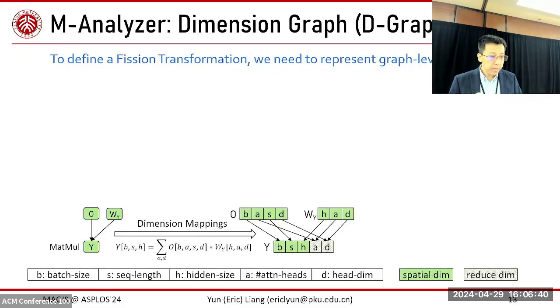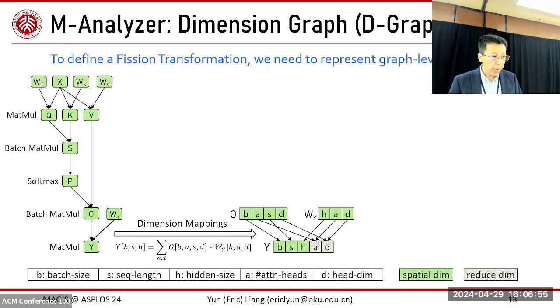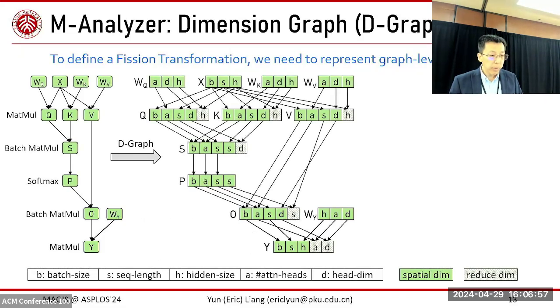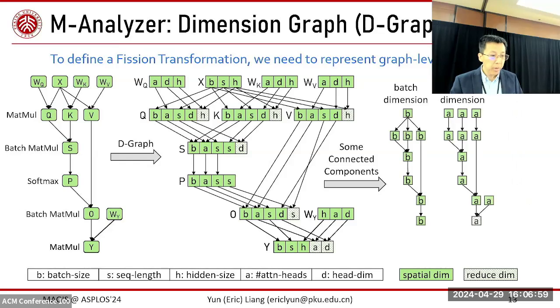So in this case, this green square represents the mapping for this spatial dimension, and this hollow square represents the mapping for the reduced dimension. Then you can do this dimension mapping for each operator, which will give you the dimension graph for the entire graph.